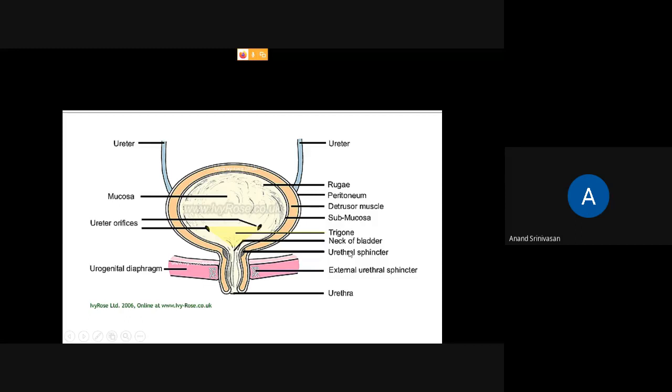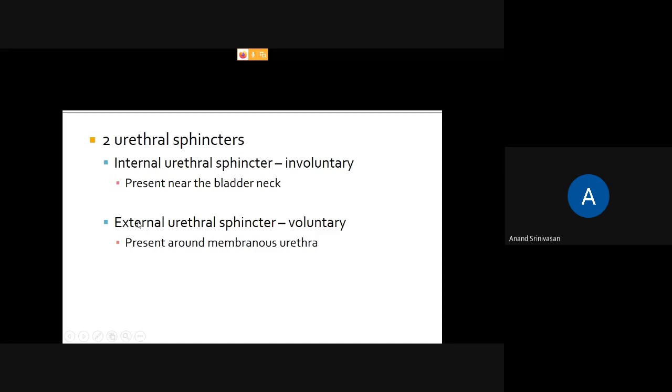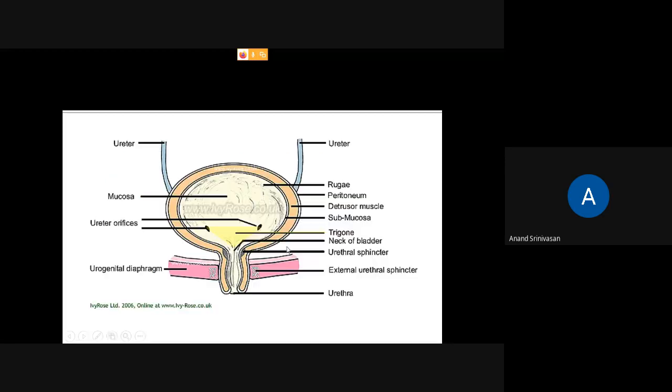Here you can see this is the internal urethral sphincter at the bladder neck. Whereas the external urethral sphincter is located around the membranous urethra, both in males as well as in females. Here you can see the membranous urethra. Around this membranous urethra there is a sphincter called the external urethral sphincter. The external urethral sphincter is under voluntary control, that is, we can control it, whereas the internal urethral sphincter is not under our voluntary control.